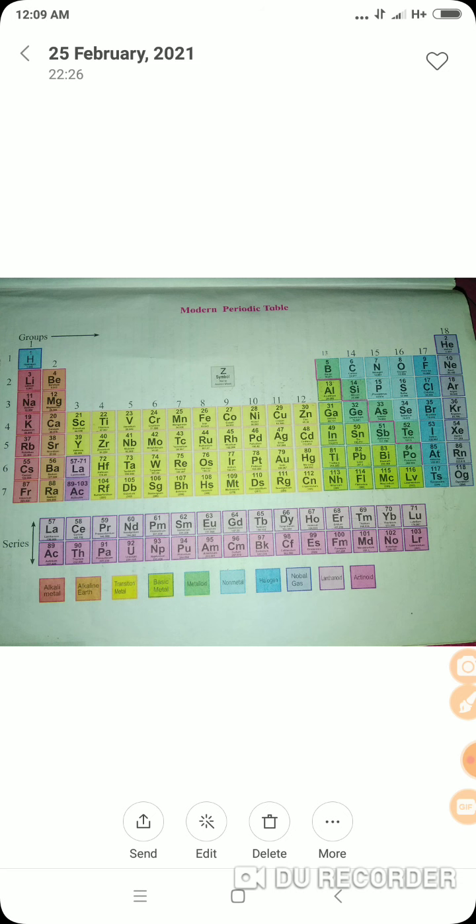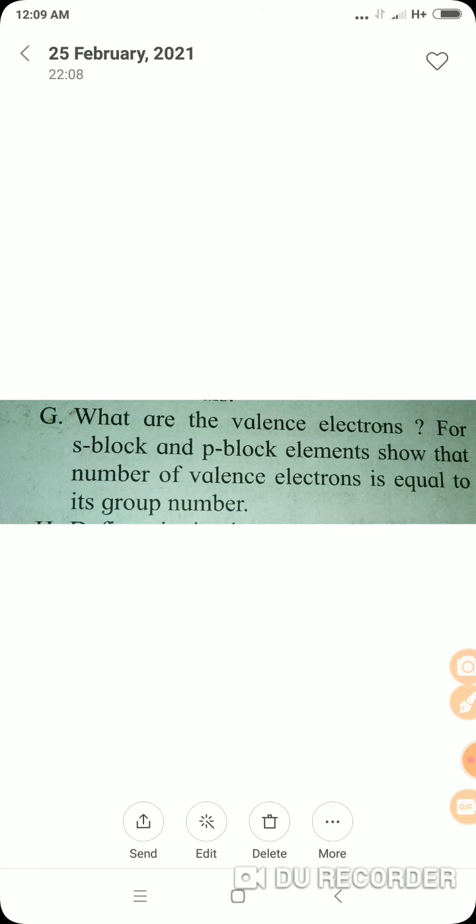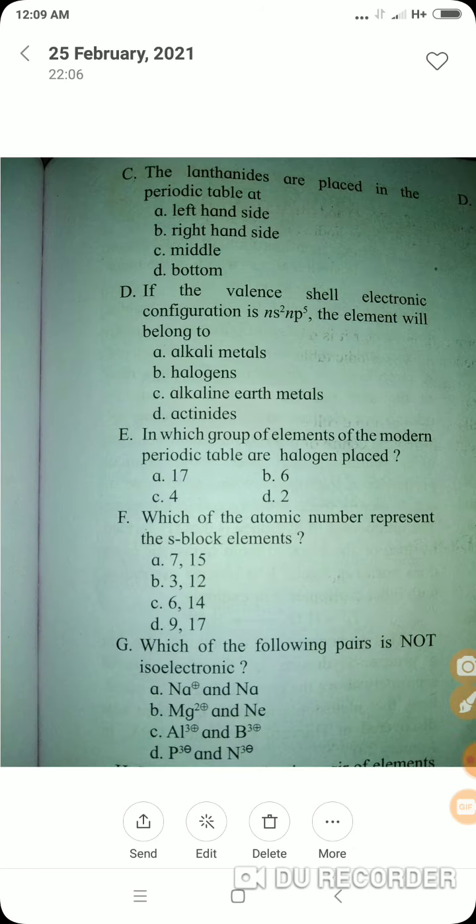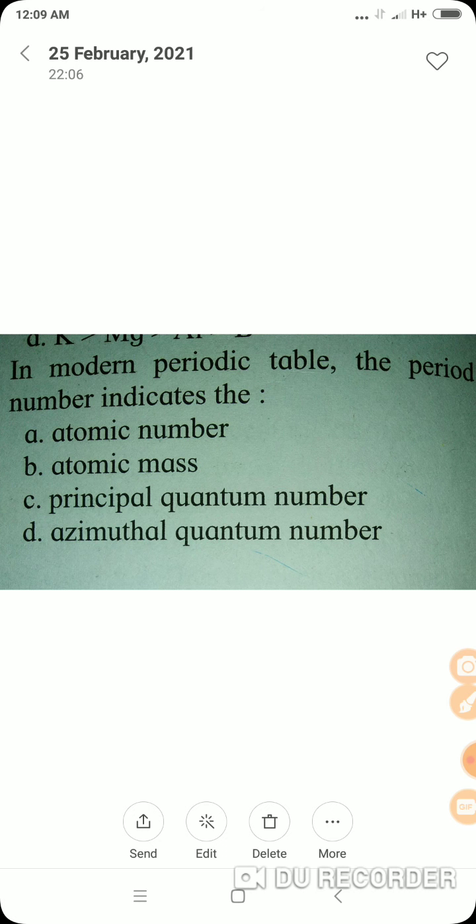So, it is the modern periodic table. On the screen, the modern periodic table is shown. We studied the structure of the modern periodic table, and now we discuss some MCQs from the exercise. So, the first MCQ is the B number MCQ.